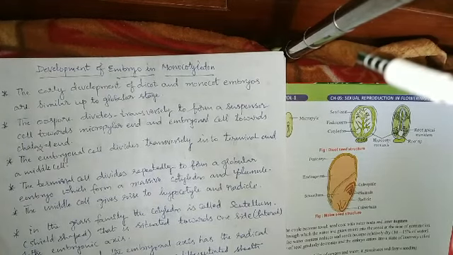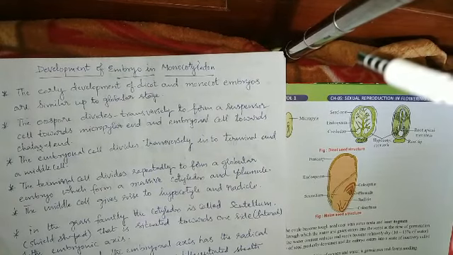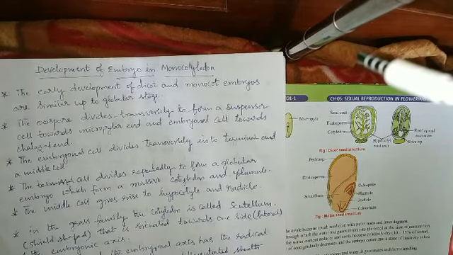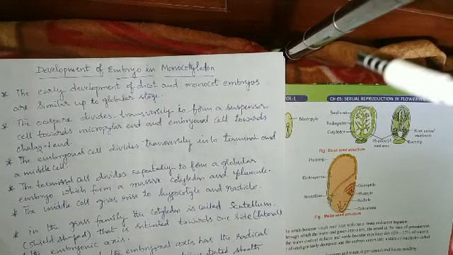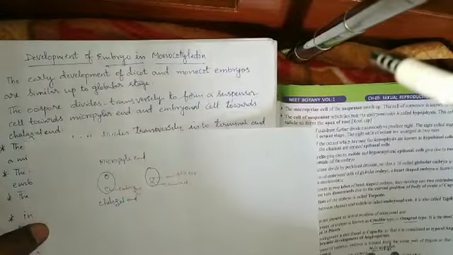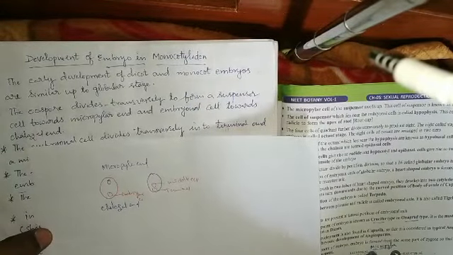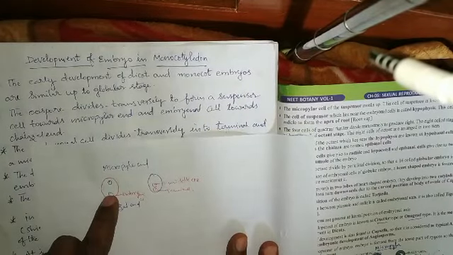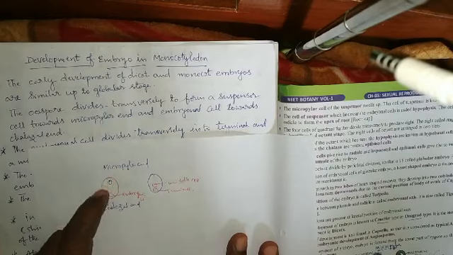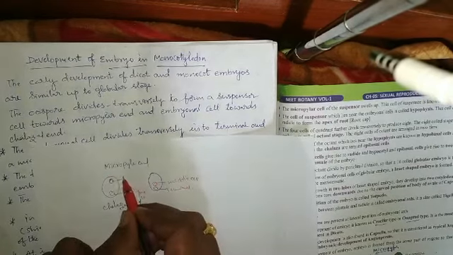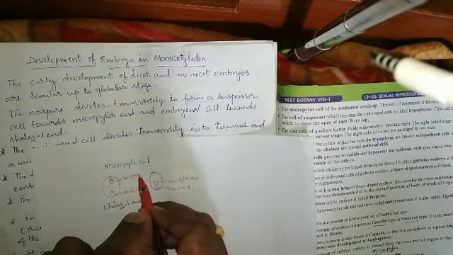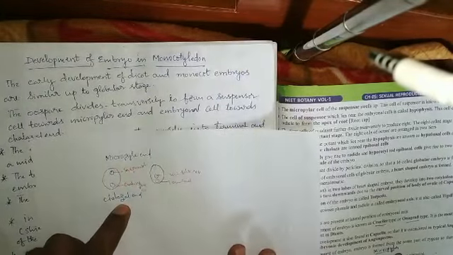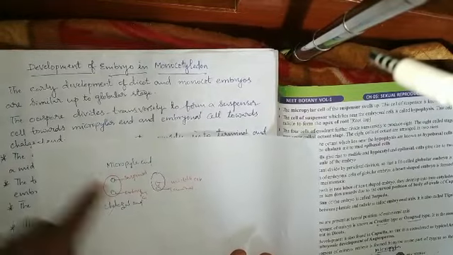The oospore divides transversely to form a suspensor cell towards the micropyle and an embryonic cell towards the chalazal side. So actually, the oospore cell divides transversely and forms two cells. One cell towards the micropyle is called the suspensor. The cell towards the chalaza is called the embryonic cell.